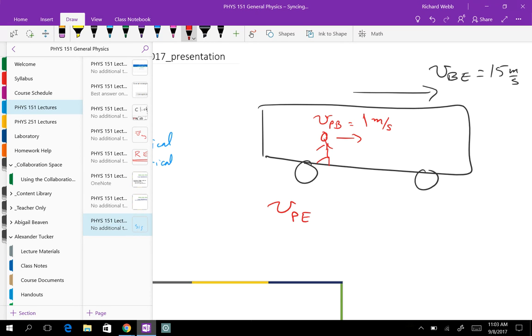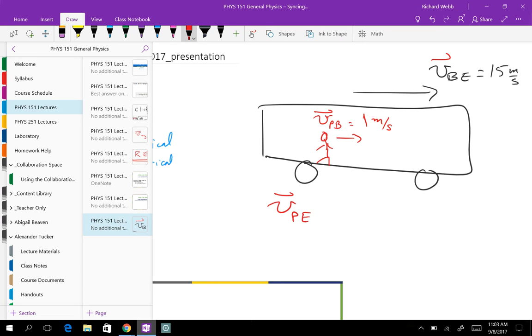I'm not putting vector signs because it's 1-dimensional, but technically these are vectors, so technically I should have vector signs over these. I don't do it because I didn't put directions. The plus sign means the positive direction. A minus sign means the negative direction. So how fast is that person moving with respect to the earth? 16 meters per second. I assume that everybody came up with that because it's pretty obvious. You're moving the same direction as the bus, and so you just add the velocities together.